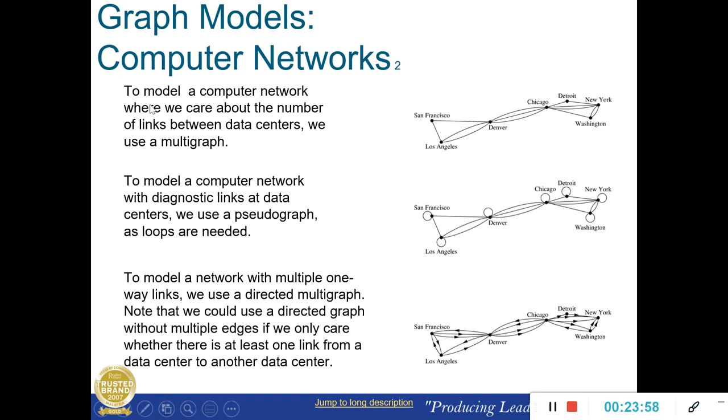And if you want to model a computer network where we care about the number of links between data centers, we use a multigraph. Maybe San Francisco to Denver is important, but it's not as crucial as Denver to Chicago. Maybe this is where you use higher-end routers, with more packet exchanges or something like that. So you must have a backup. This is a normal link, maybe a fiber optic. Maybe this one is wireless, maybe this is a satellite, you must have a backup. And this is the second one, maybe a wireless line of sight or something. No, that's too far away. Maybe this is another wireless line of sight. You cannot, Denver and Chicago are far away.